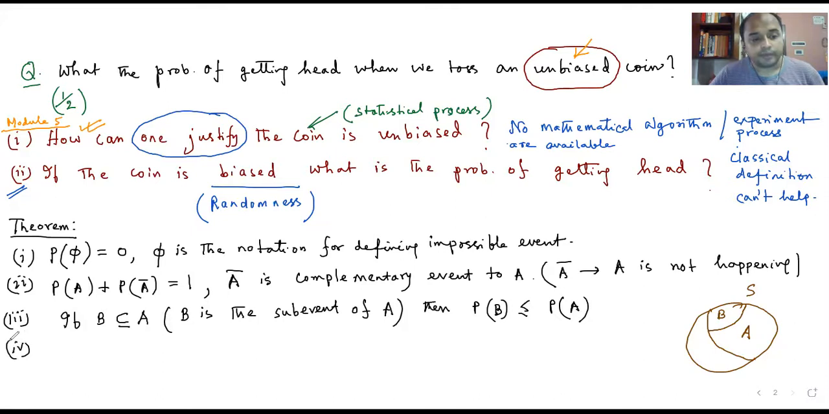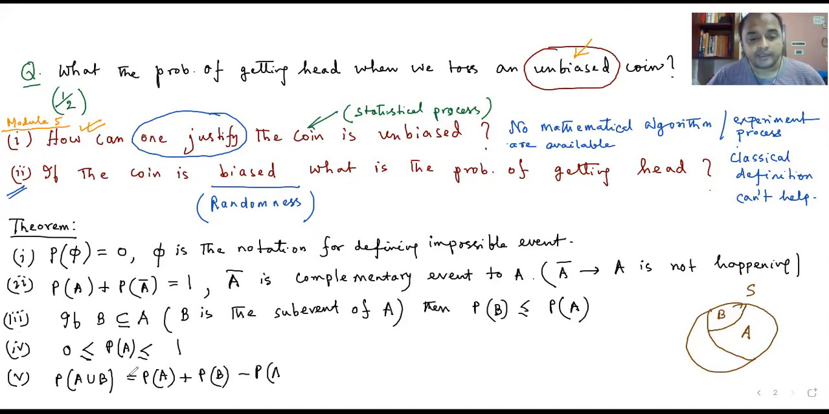Number 4 property is probability of A will lie between 0 and 1. All these things are known to us. And the last one is probability of A union B is equal to probability of A plus probability of B minus probability of A intersection B. These theorems can be proved using the axioms which we have assumed so far to study the probability theory.